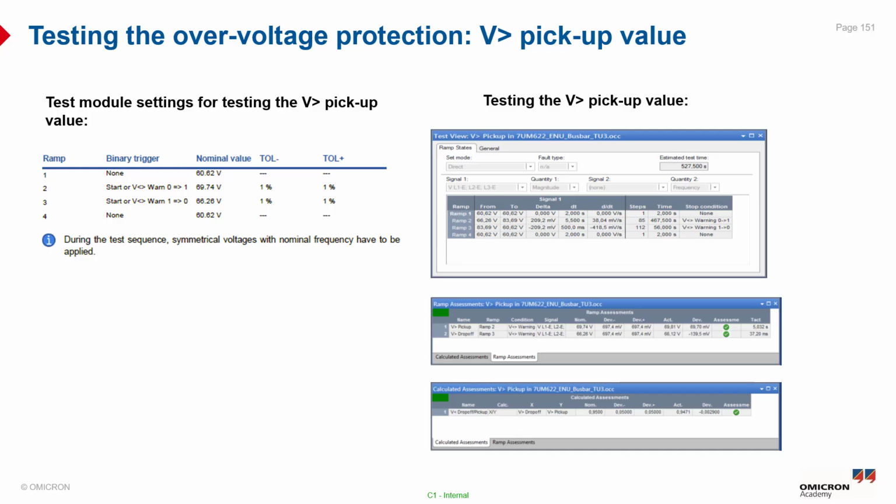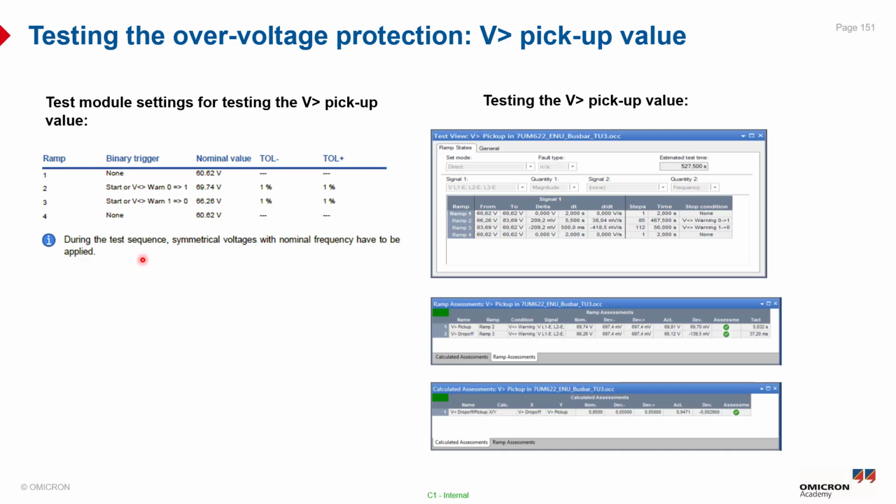We need three voltage outputs mapped as phase-to-neutral voltage, and one binary input assigned for the start signal, and another binary input configured to receive the trip signal or the alarm signal, in this case from the V greater stage, or the trip signal from the V double greater stage. During the test sequence, symmetrical voltage at nominal frequency must be applied to ensure stable and consistent test results.